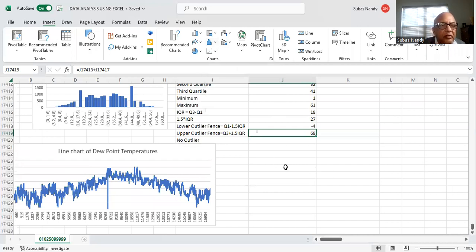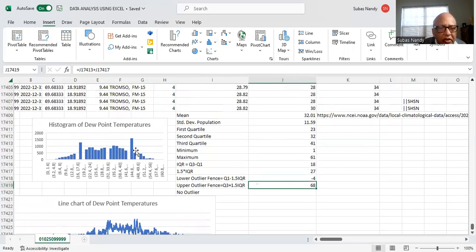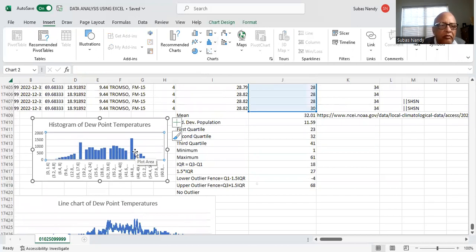So what is a histogram? I didn't have to do anything. It automatically put frequency on the vertical axis, as I'll show you in a minute. This is the frequency histogram, not relative frequency. That is, frequency on the vertical axis and groups of dew point temperature on the horizontal axis. And you see the histogram.